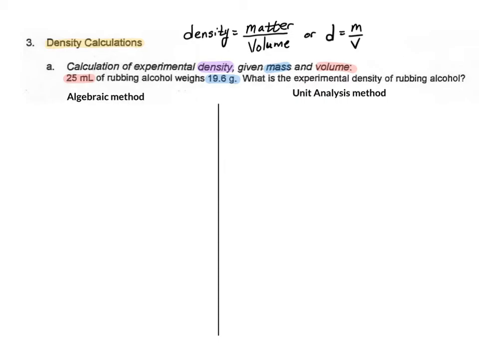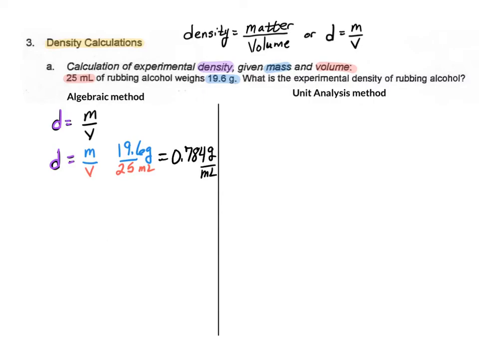And we're going to know our equation, the density equals mass divided by volume. So we'll take 19.6 grams and divide that by 25 milliliters. We put that in our calculator and we get the answer of 0.784, and the units will be grams over milliliters.